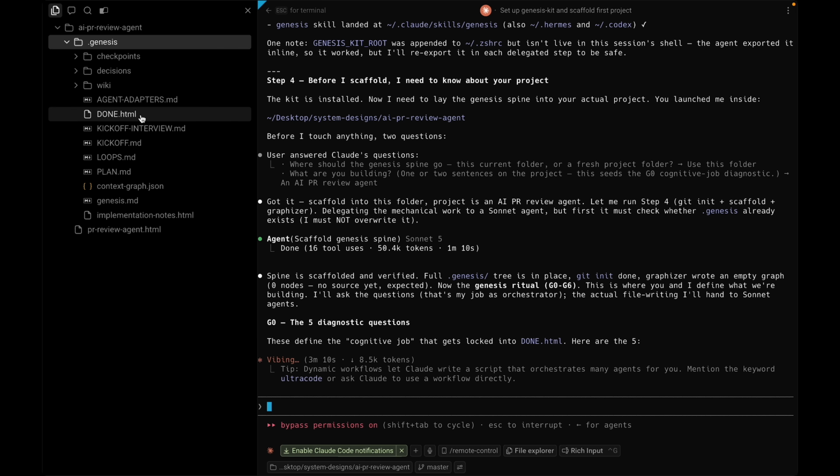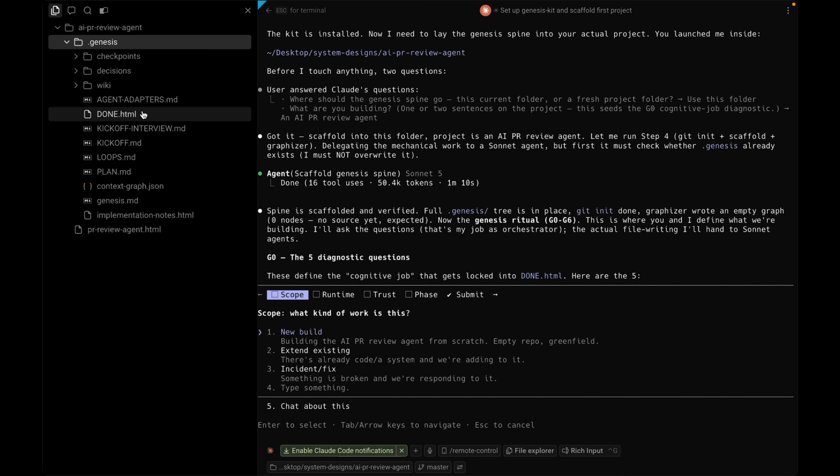You're only allowed to touch the done.html, which basically says this is something no agent will touch. This is what you call done, because a lot of the time your AI coding agent can divert and change the goal as per its convenience. So you're not letting anyone touch this done.html.